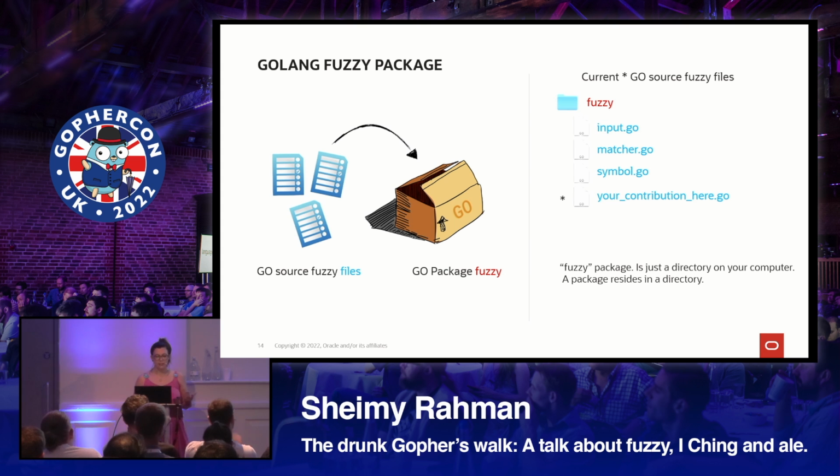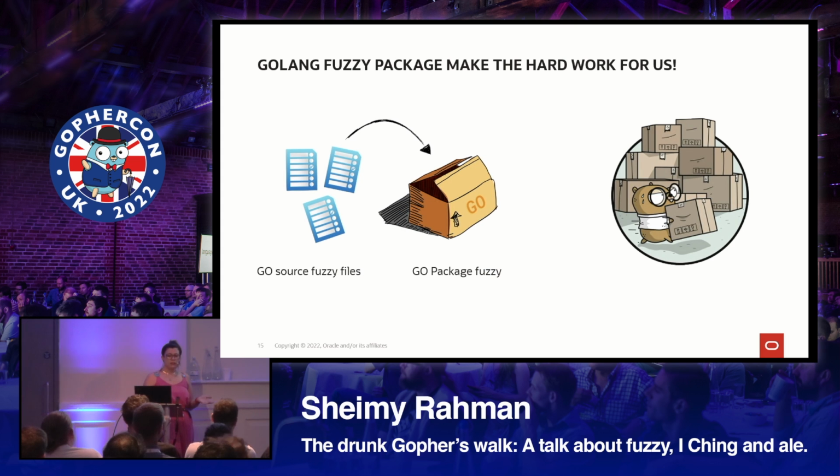So fuzzy packaging, like I said, is just a directory on your computer. A package resides in a directory, so you can use it, and I use it on my machine for now, but I don't have time to do it and commit it to the Golang source. So I will try, and of course I don't know if it works, and if it's not working, please help me. So why does the Golang fuzzy package make the hard work for us? This is why I'm trying to open that package to the community.